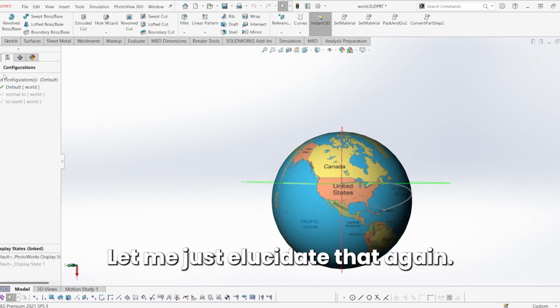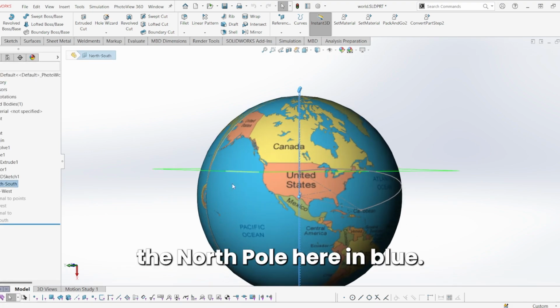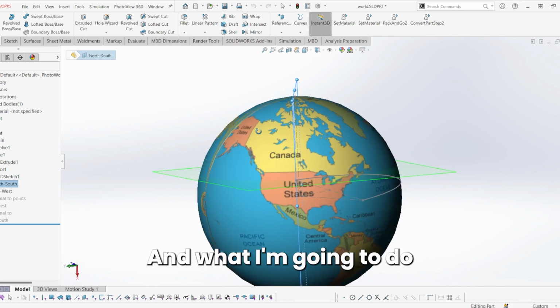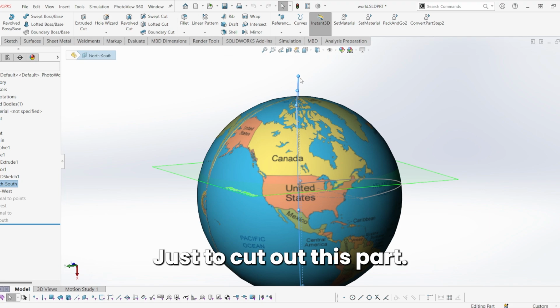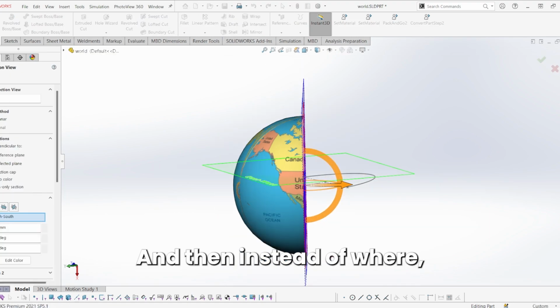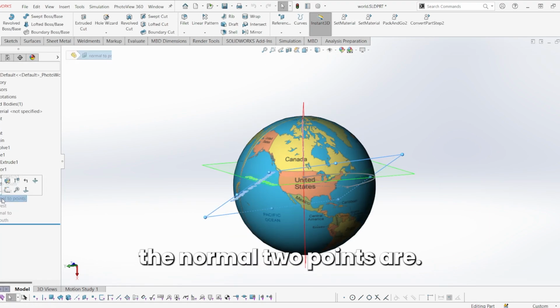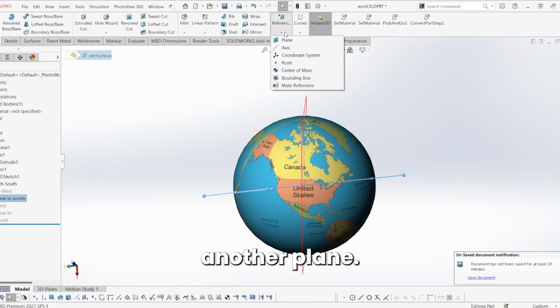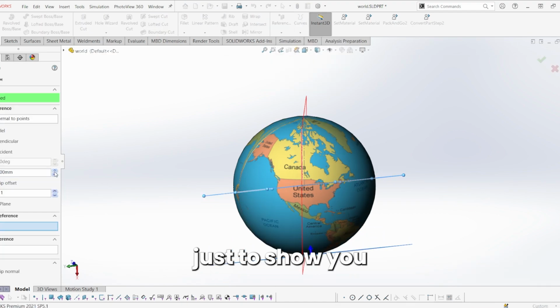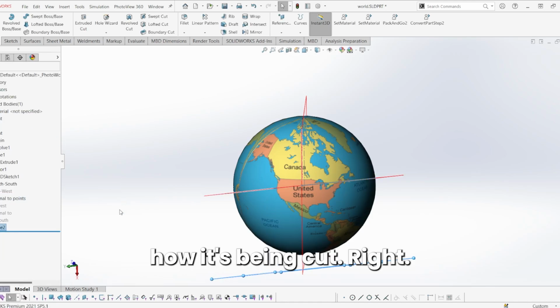Let me just elucidate that again. We have the North Pole here in blue, and what I'm going to do is a cross section just to cut out this part like so. And then instead of where the normal 2 points are, I'm going to cut out starting from down here. I'm going to create another plane slightly further out just to show you how it's being cut, right?